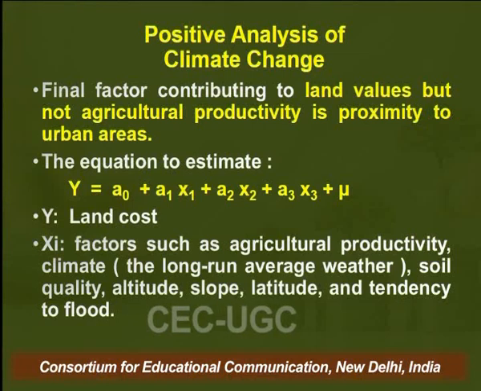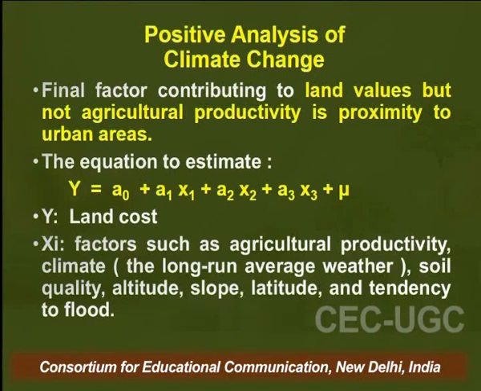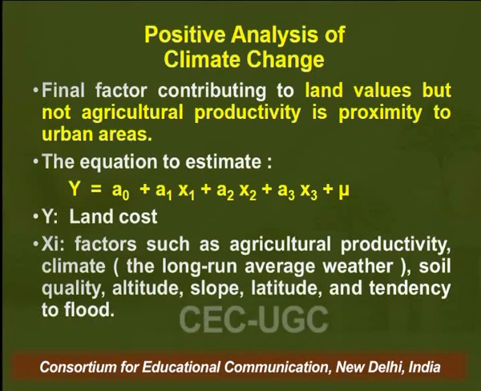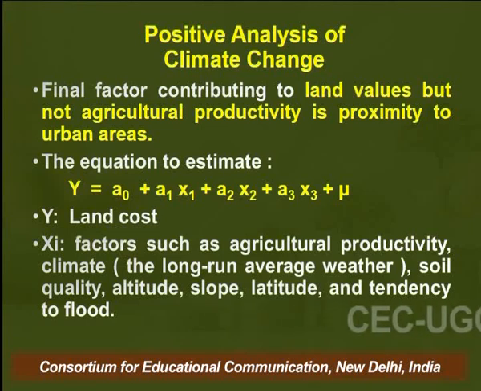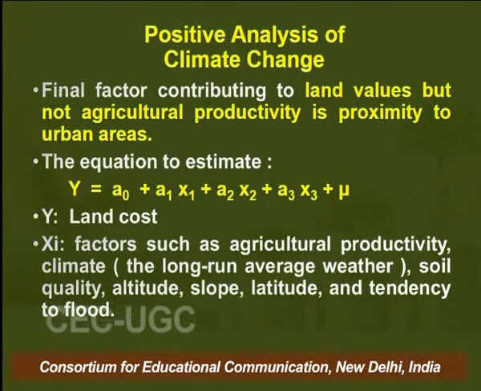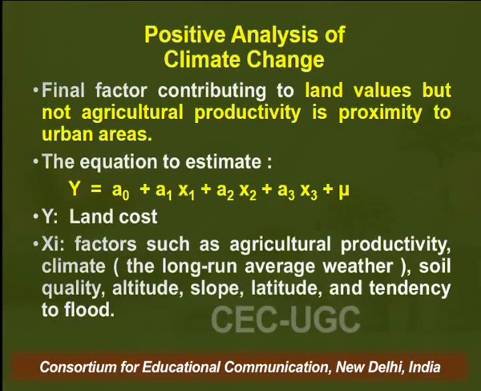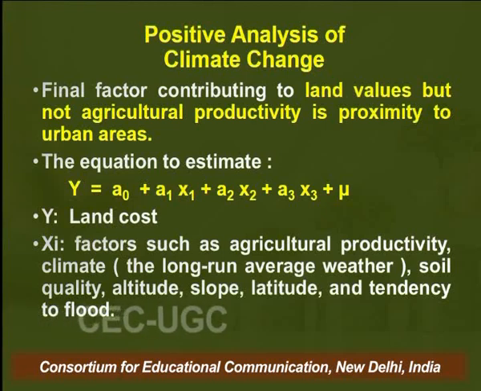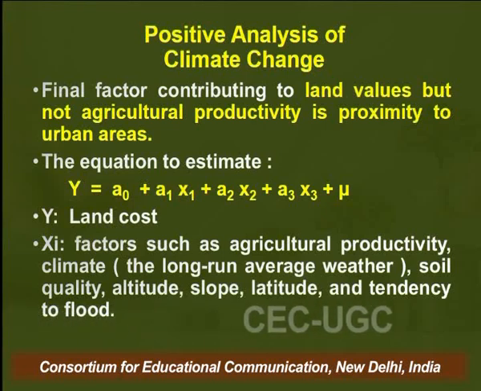Now, this is the model which is there on the screen, where the final factors which are contributing to the land values, on the left hand side the dependent variable, can be estimated by this regression equation, the model, where xi are various factors such as agriculture productivity, climate, long run average weather, then soil quality, then altitude, slope, latitude. All these factors, when you bring them together, will determine the land cost.